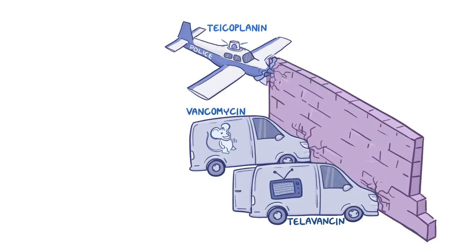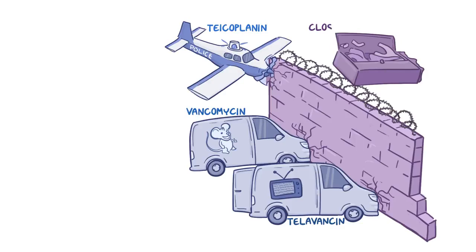And let's put some barbed wire on it because glycopeptides are used to treat infections that are resistant to other medications. Toppling off the wall, there's a closet for Clostridium. And on top of that is a Mars rover for MRSA.